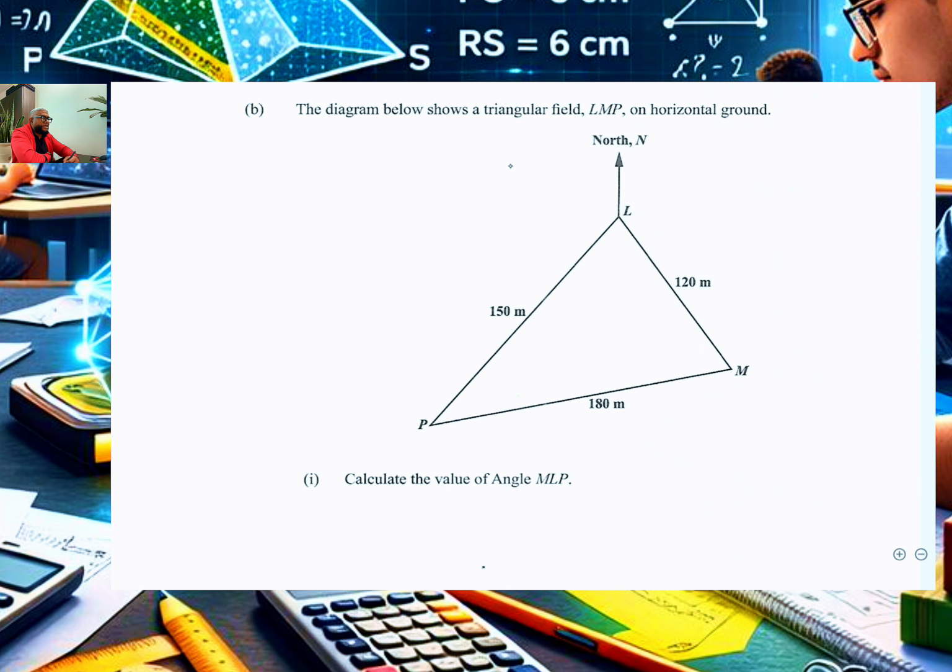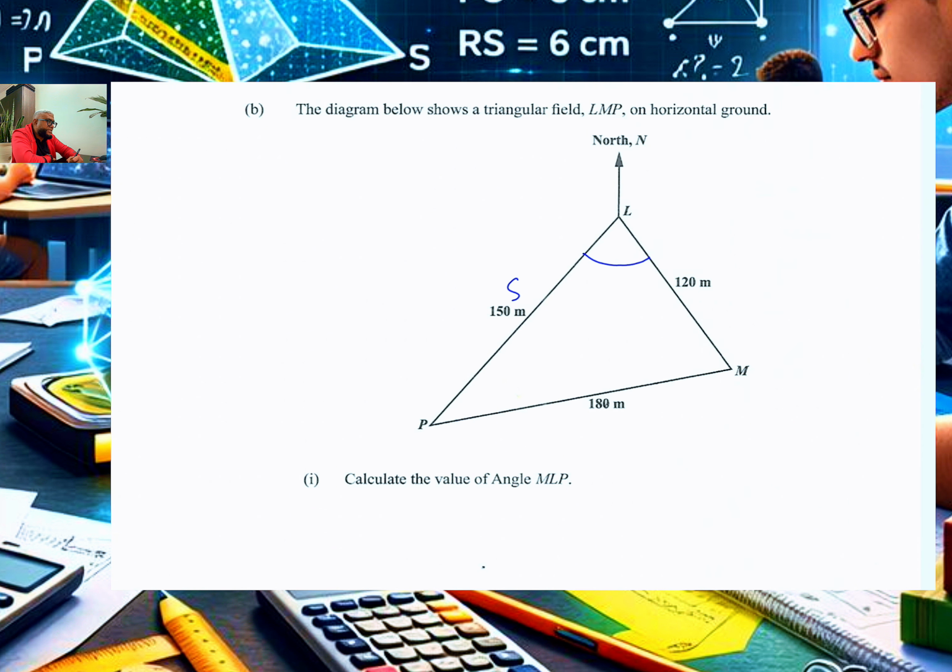The diagram below shows a triangular field LMP. L to M to P. It's a triangular field, so that means it's flat on the ground, right? Flat like this. Calculate the value of angle MLP. So you want angle MLP. That's this one here.